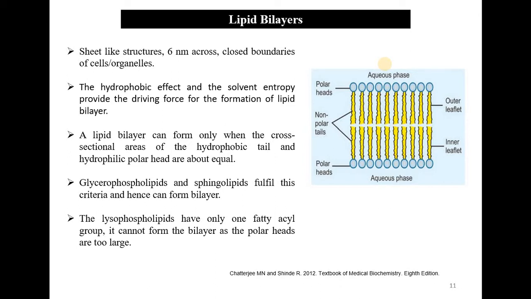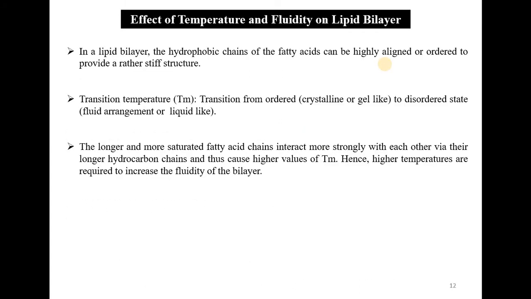A lipid bilayer can form only when the cross-sectional areas of the hydrophobic tail and the hydrophilic polar head are about equal. Glycerophospholipids and sphingolipids fulfill this criterion and hence can form the bilayer. Lysophospholipids have only one fatty acyl group. They cannot form the bilayer as the polar heads are too large. So these are examples of the lipids which can and cannot form lipid bilayers.